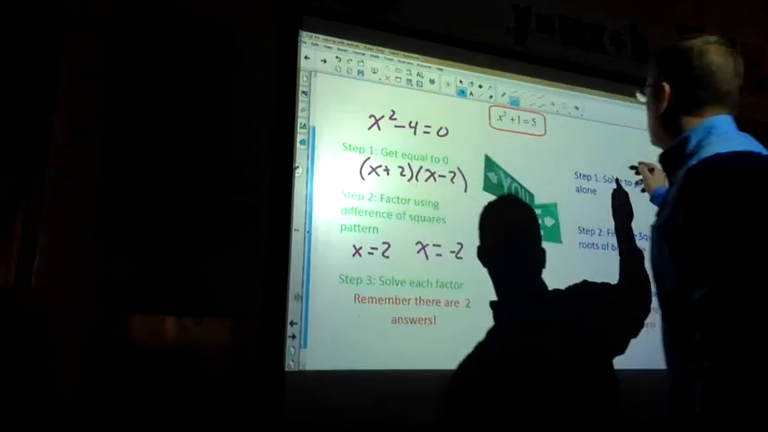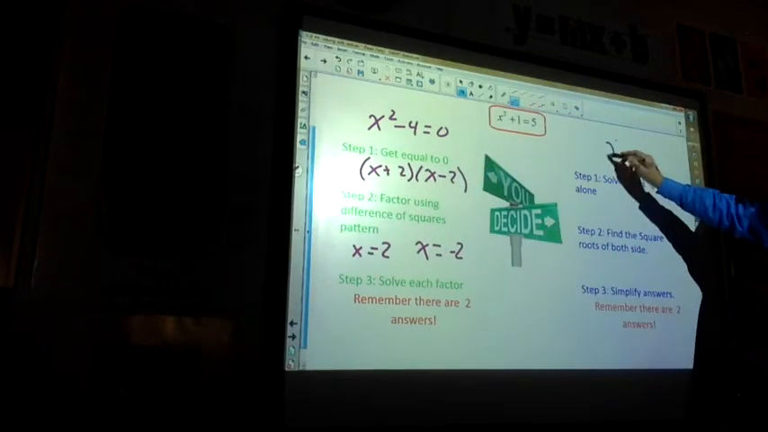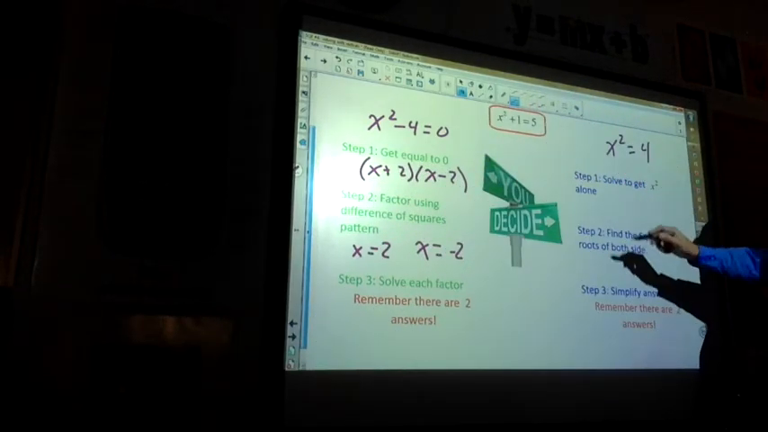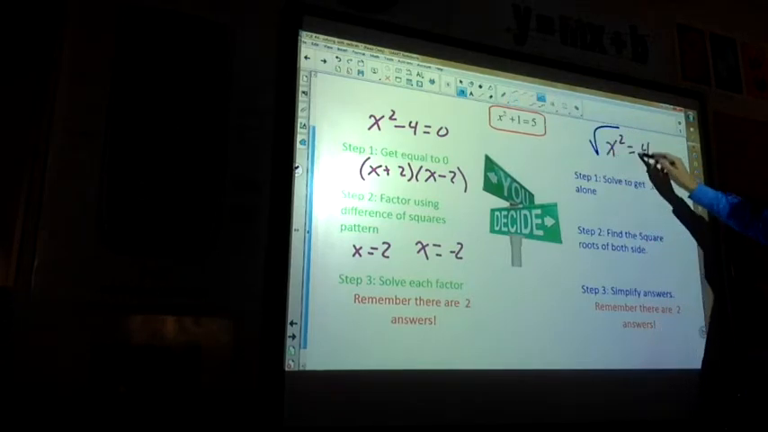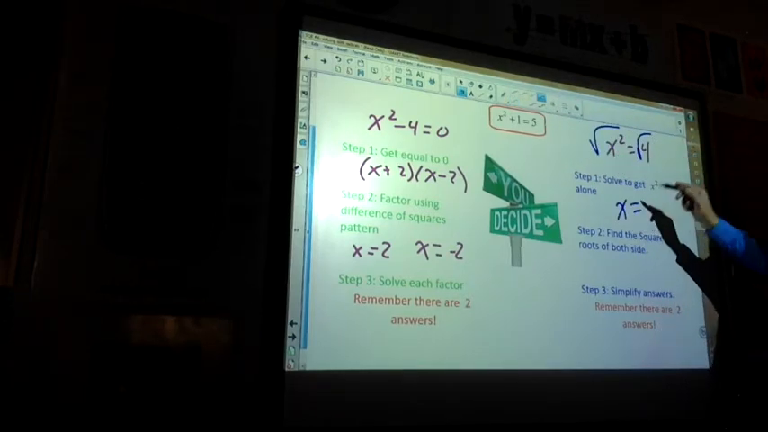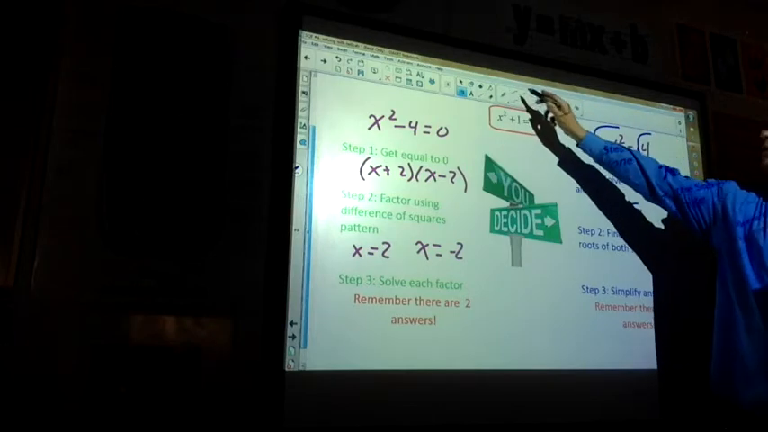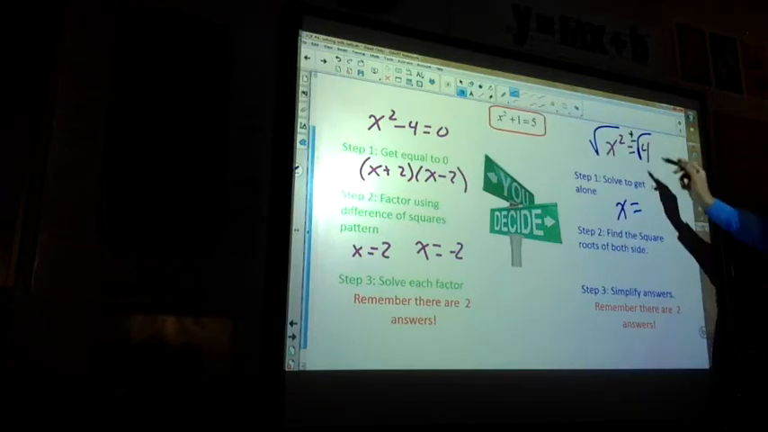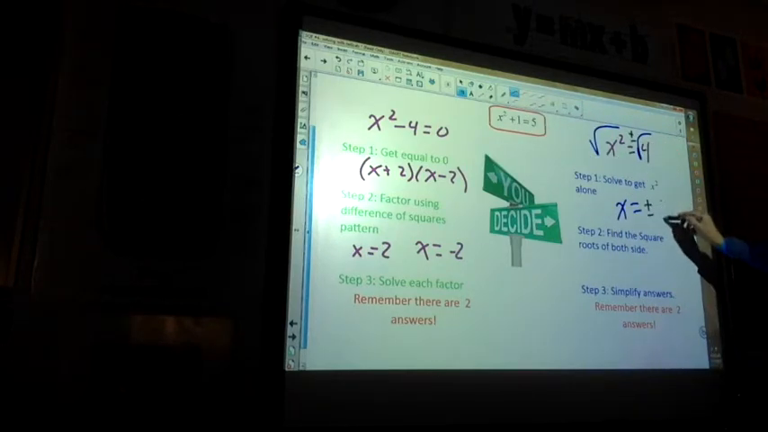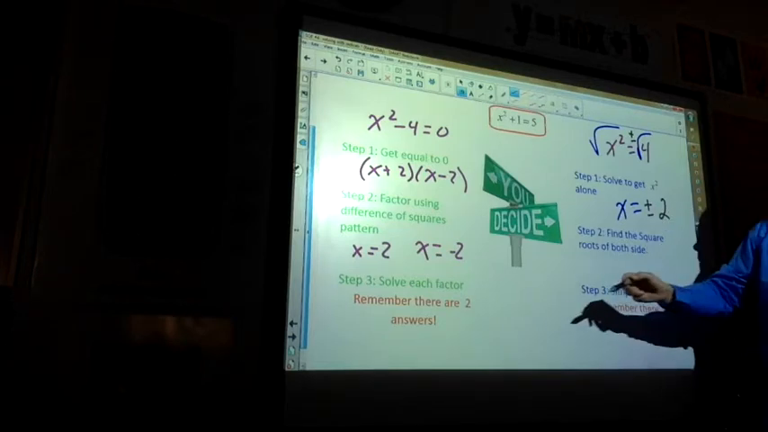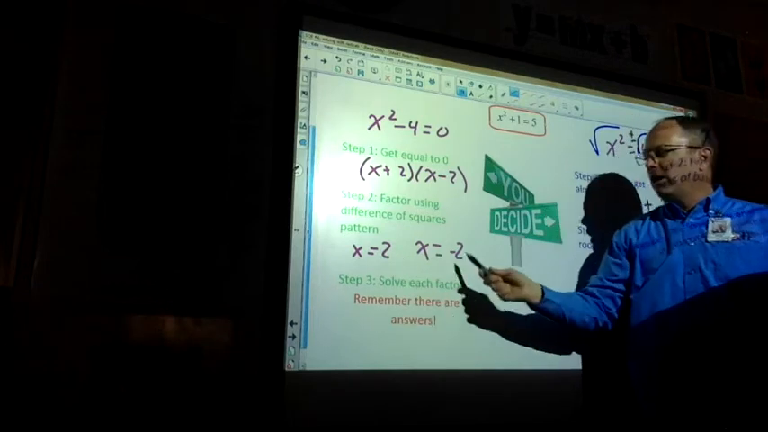Or I could have went this way. I could have said, let's subtract 1, so I get x squared equals 4. Take the square root of both sides, so I get x is equal to, if I take the square root, I need to put what there? Positive, negative, and the square root of 4 is? So x equals the positive 2, x equals the negative 2.